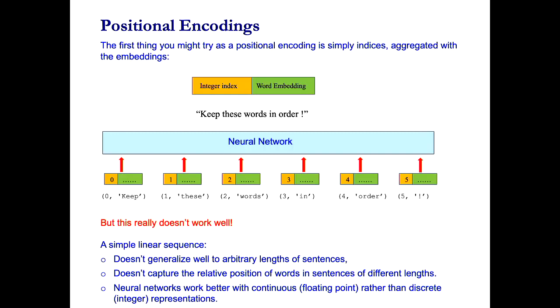And finally, neural networks just work better with floating point numbers, continuous representations, than with integers. They work better with dense floating point representations. So you can say, okay, well then this is 0, this is 1 divided by 512, this is 2 divided by 512, you go from 0 to 1. That didn't work either, for the first two reasons. So people were stuck on this.